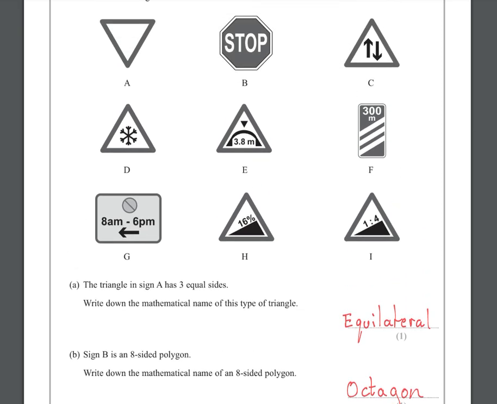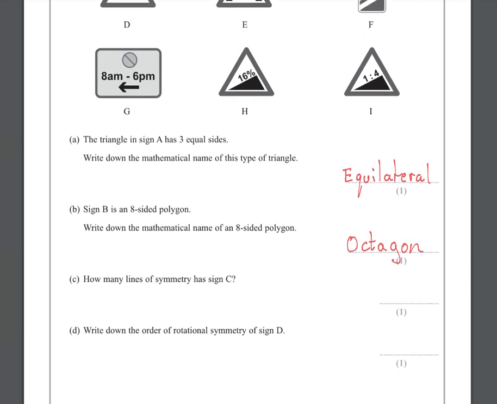How many lines of symmetry has shape C? So a line of symmetry must be exactly the same on both sides. So I can look at C. If I put a line down the middle, that looks like it might be a line of symmetry. But if I put a mirror, one of the arrows is up and one of them's down. So that's not a line of symmetry. There's not a line of symmetry there because of the way the arrows fall. So actually, there are no lines of symmetry in that one.